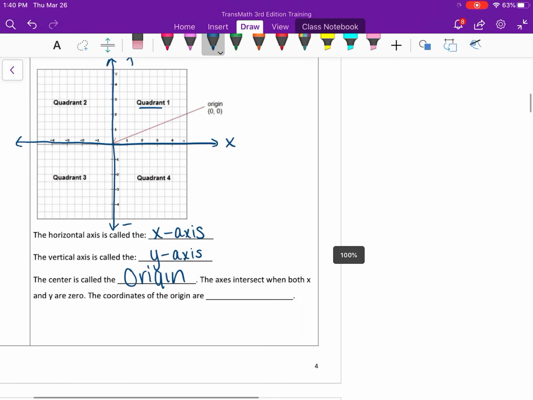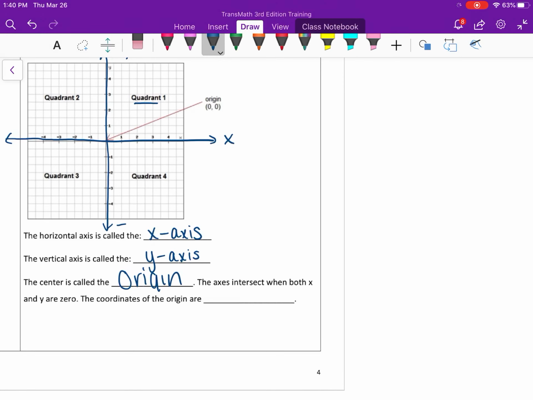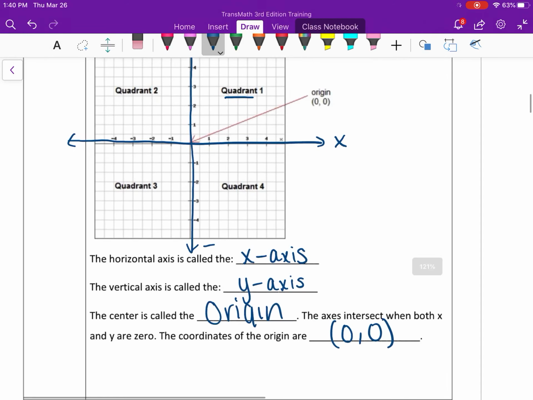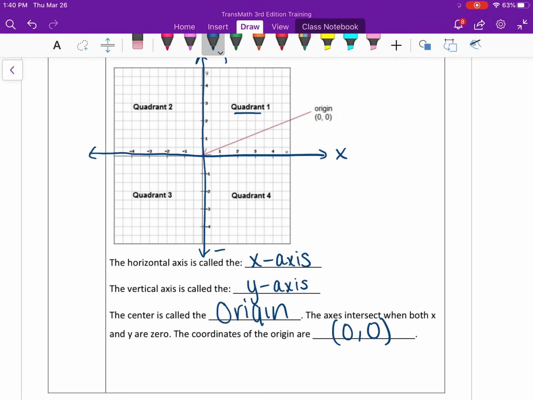and that's where the axes intersect, or when both x and y are 0. The coordinates of the origin is the point 0, 0. So the coordinates of the origin is 0, 0. So that's a little bit of the basics right away. We've got the x-axis, the y-axis, and the origin.